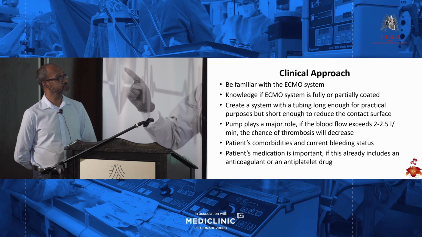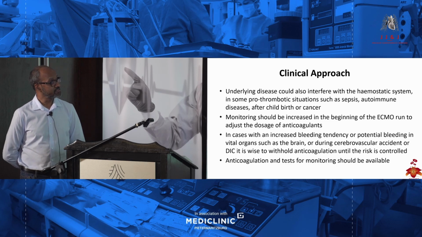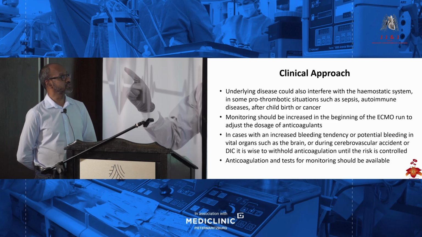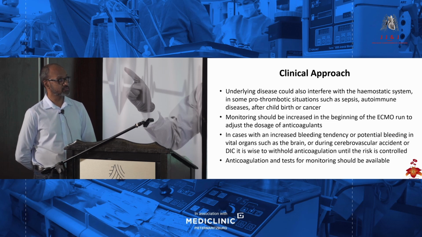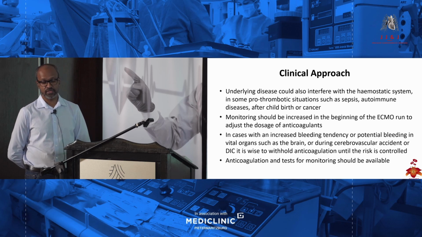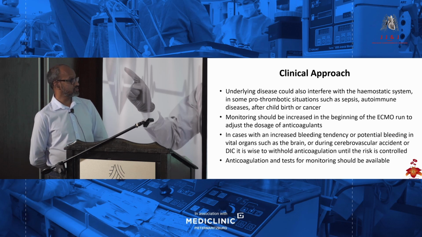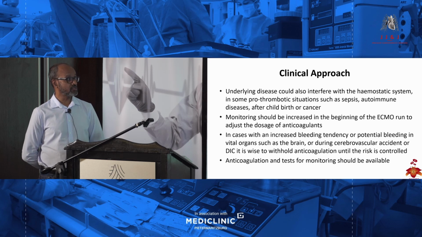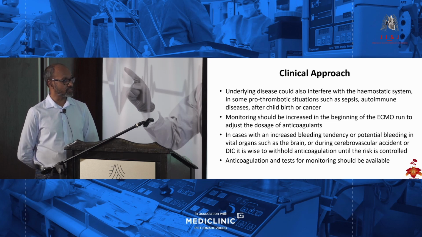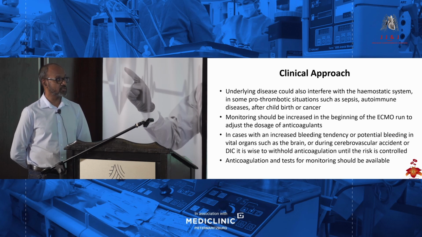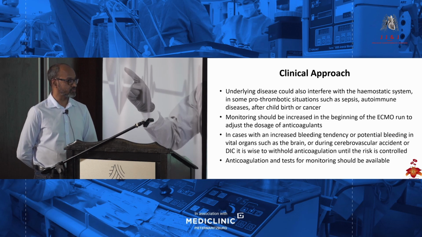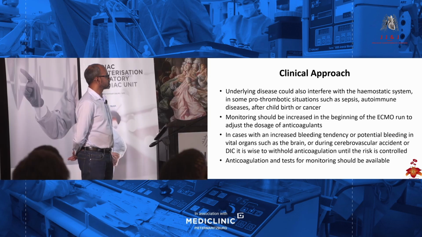Next slide. So underlying disease could also interfere with the hemostatic system in some prothrombotic situations such as sepsis, autoimmune diseases, after childbirth, or cancer. Monitoring should be increased at the beginning of the ECMO run to adjust the dosage of anticoagulants. In cases with an increased bleeding tendency or the potential for bleeding in vital organs such as the brain, or during cerebrovascular accidents or DIC, it is wise to withhold anticoagulation until the risk is controlled.